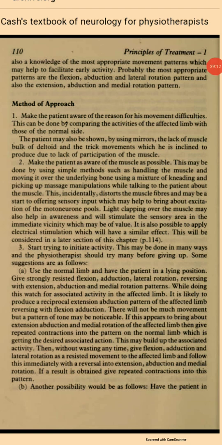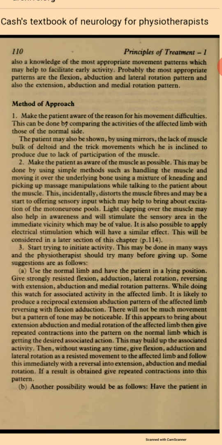Method of approach: make the patient aware of the reason for his movement difficulties. This can be done by comparing the activities of the affected limb with those of the normal side. The patient may also be shown, using mirrors, the lack of muscle bulk of deltoid and the trick movements which he is inclined to produce due to lack of participation of the muscle.